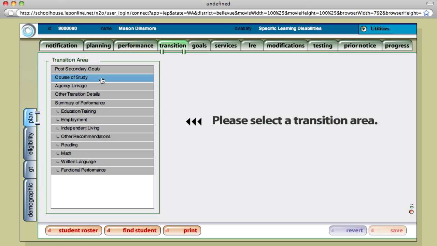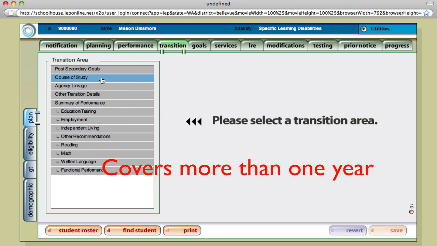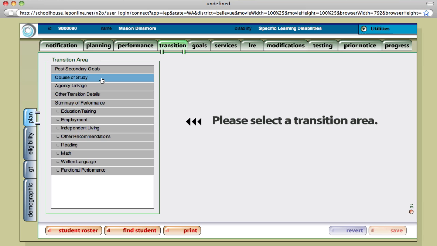So far, we have inputted the age-appropriate transition assessment, the post-secondary goals, and the transition services. It is now time to enter the course of study. The course of study is a multi-year description of the courses and programs in which the student will be involved that will help meet the post-secondary goals.